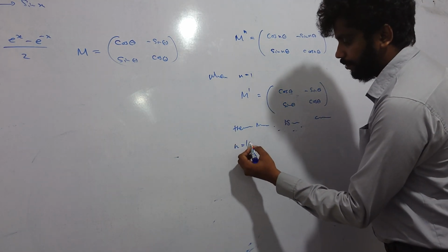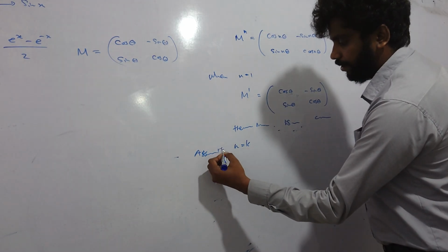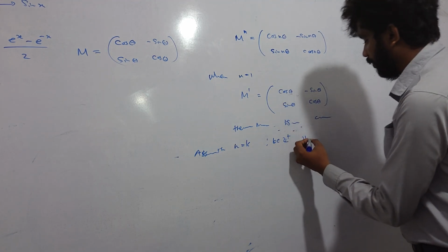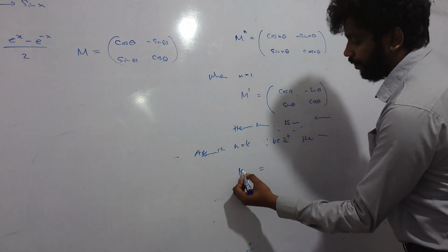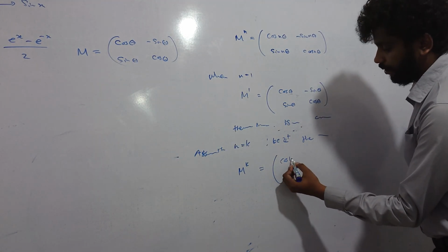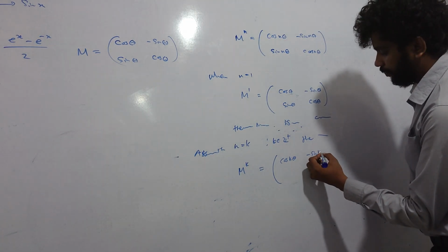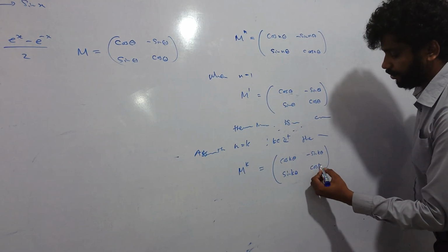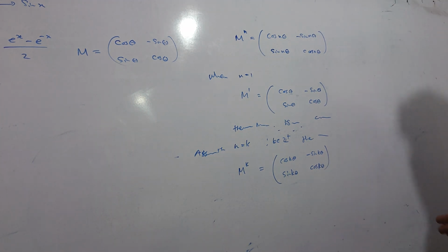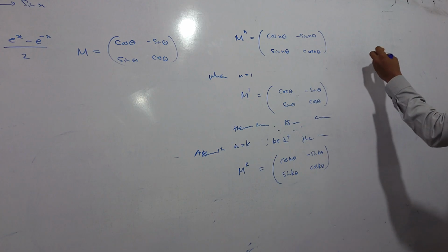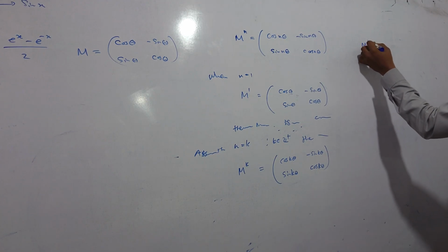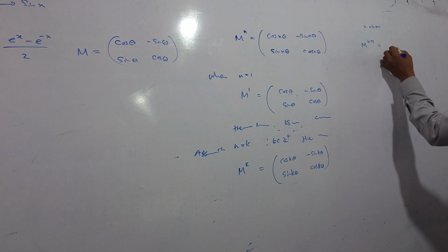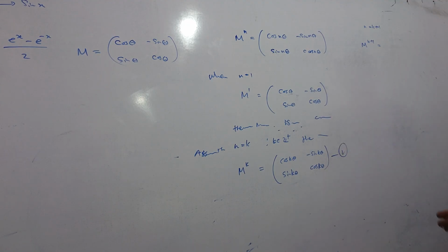Then let's assume that for n equals k, where k is a positive integer, the rotation expression is true. That is, M to the power k is cos k theta, negative sin k theta, sin k theta, cos k theta. Then we are supposed to show it's true for n equals k plus 1 as well. Label this as the assumption.